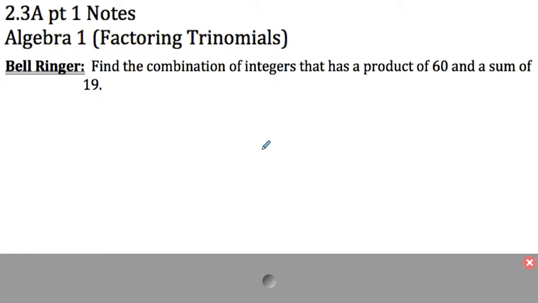So again, like I've been saying throughout this whole chapter, if there's anything throughout these notes that you are not sure of, please ask before we move on to the next set of notes, okay?